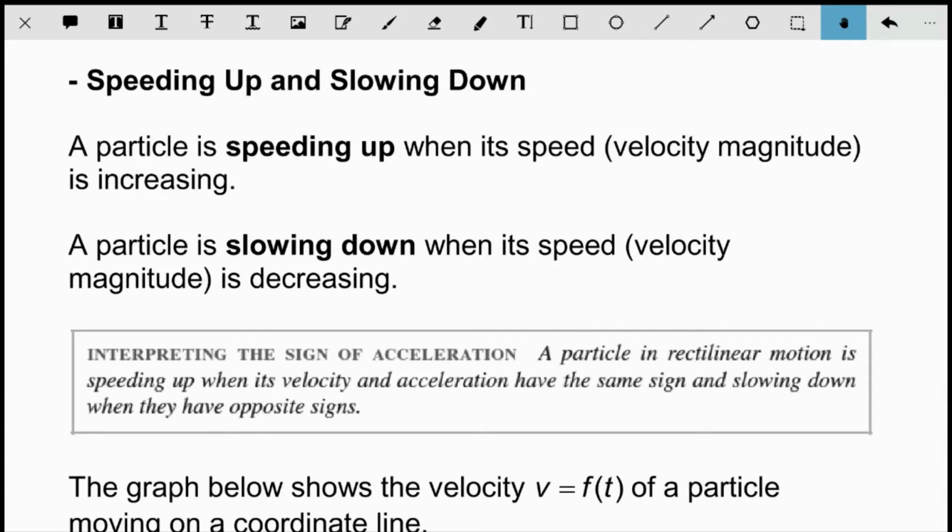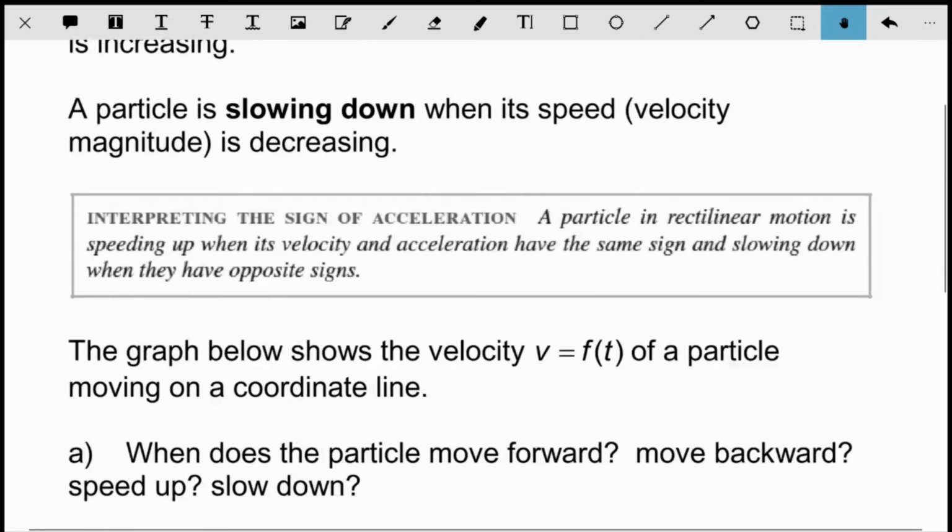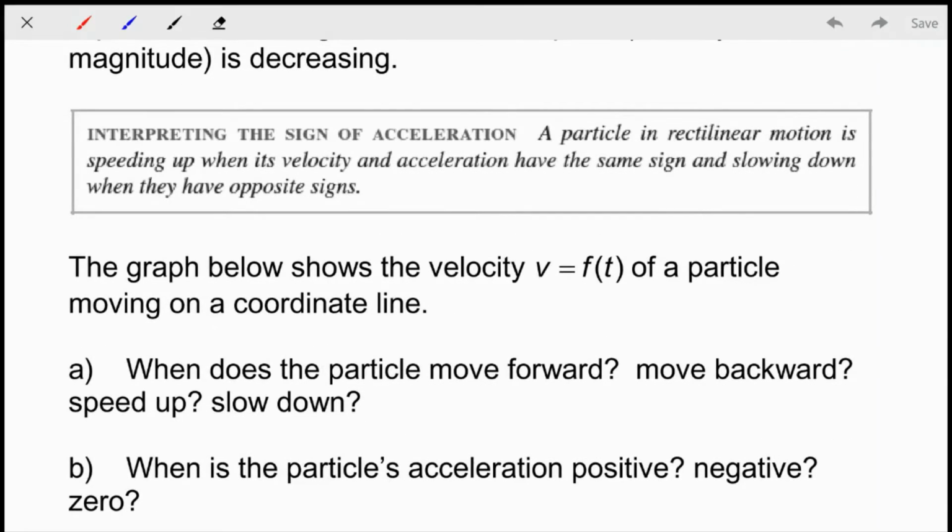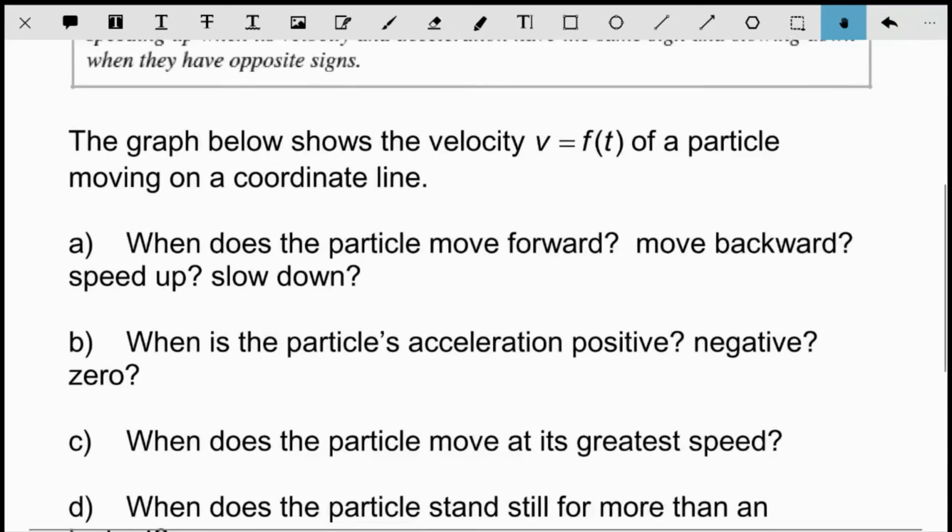Okay, so here's just a summary of that for speeding up and slowing down. A particle is speeding up when its speed, or the velocity magnitude, is increasing. It's slowing down when the velocity magnitude is decreasing. And here's what we just talked about. It says we're speeding up when velocity and acceleration have the same sign, slowing down when they have opposite signs. Okay, so again, think about why that's the case as opposed to just memorizing that statement, and then it'll be a lot easier to remember which is which.